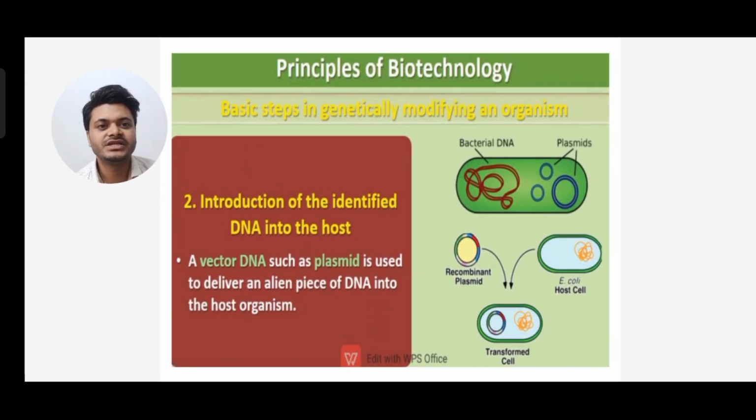Next is introduction of the identified DNA into the host. So you can see a bacterial cell, it is having a nucleoid and plasmids. You can see the recombinant plasmids, then E. coli host cell, and then the transformed cell. Vector DNA such as plasmids is used to deliver an alien piece of DNA into the host organism. Plasmids are autoreplicative and present in bacteria. They are taken out, a recombinant plasmid is made inside, and this recombinant plasmid is transferred to the host organism.